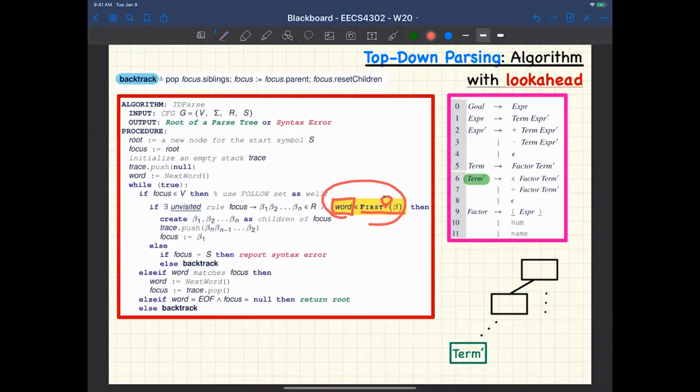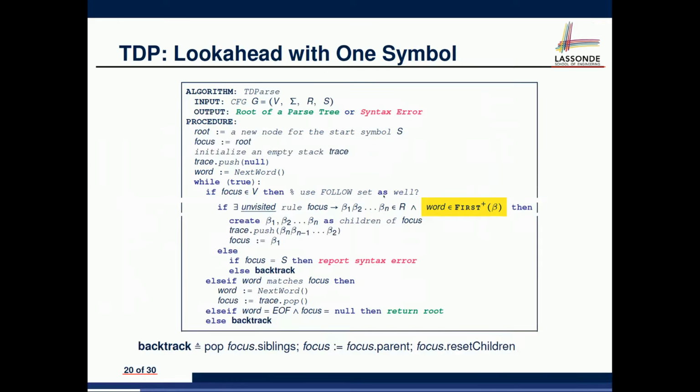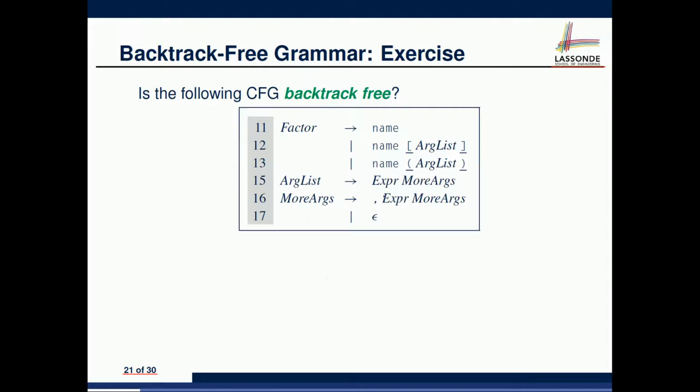Okay, that's about it. And now I want to talk about some important concepts before we make a conclusion about top-down parsing. Can we take a look at this particular grammar here? Is this backtrack free? Let me remind you quickly, the reason that it would or would not be backtrack free depends on whether it satisfies the condition we talked about before. Basically, the first plus sets for all the right-hand sides for a particular non-terminal should be mutually disjoint.